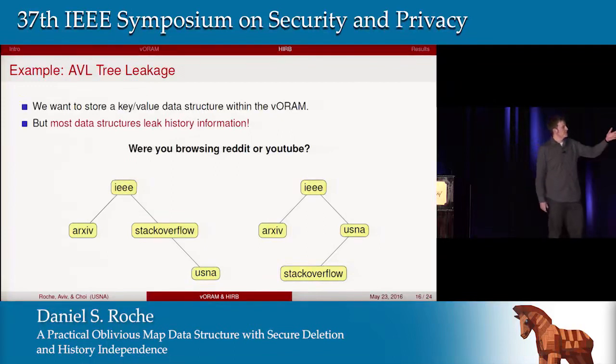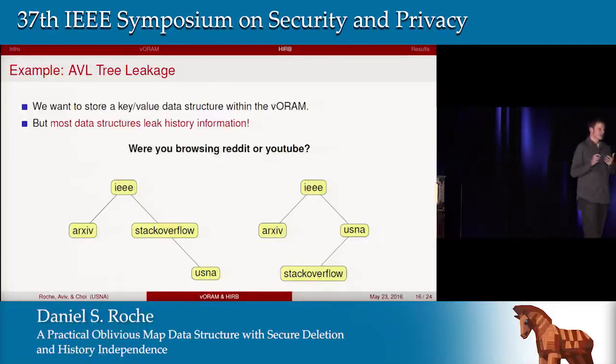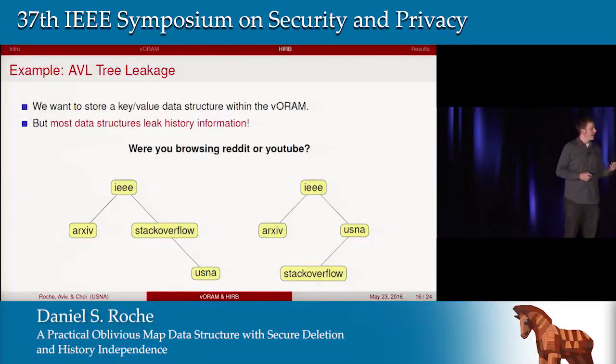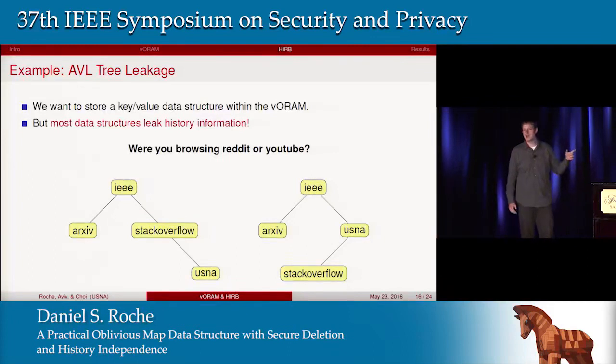But imagine this is your browsing history, and you had a private browsing tab open, and then you closed it real quick. So you just deleted something from this tree. And I know that you were either browsing Reddit or you were browsing YouTube, but you just deleted it, so it's not in the tree anymore.